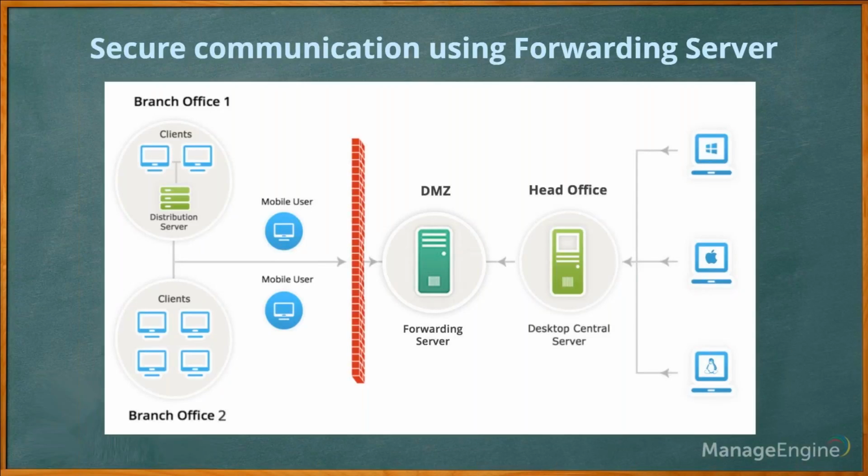So if you have any constraints in placing your main Desktop Central server in the DMZ directly, then you can utilize this component called the forwarding server. The forwarding server acts as a secure gateway between the roaming agents, our users, and the Desktop Central server, which is your main server. Any communication from the roaming agents to the Desktop Central server will be routed only through this forwarding server. So this makes the communication more secure.